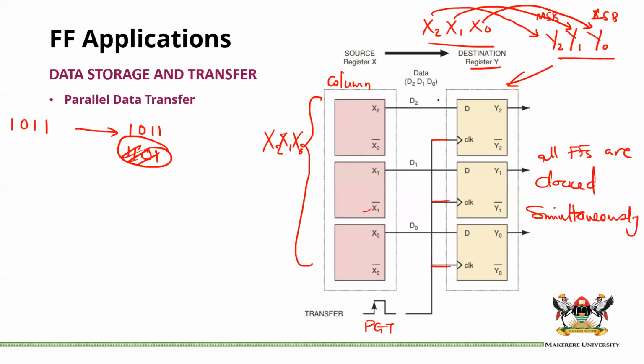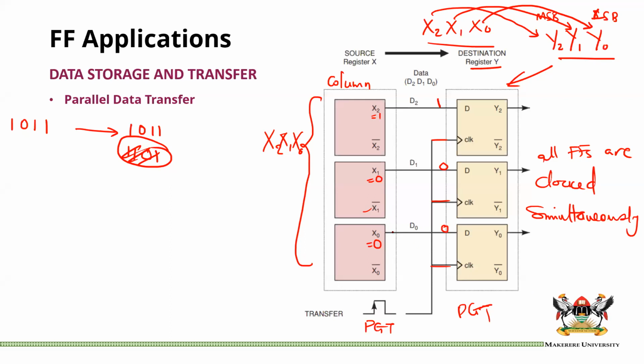Now imagine that D2 is a 1, D1 is a 0, and D0 is a 0. We don't care what is here. Whatever was there, it will be flushed out. The moment we get a PGT, if you have a 1 here, then it means x2 is equal to 1. If you have a 0, it means x1 is a 0. And if you have a 0 here, it means x0 is also a 0.